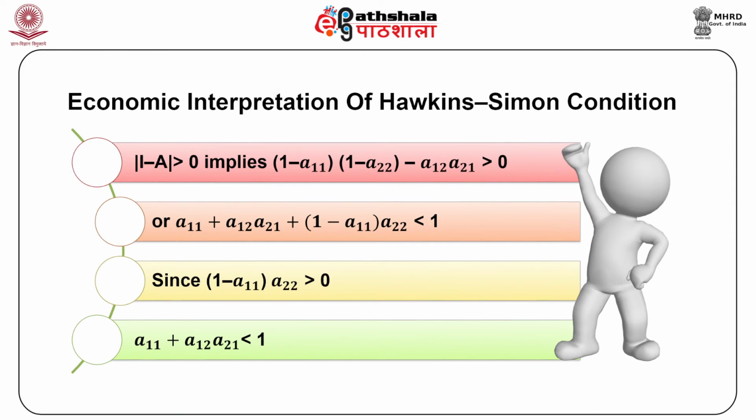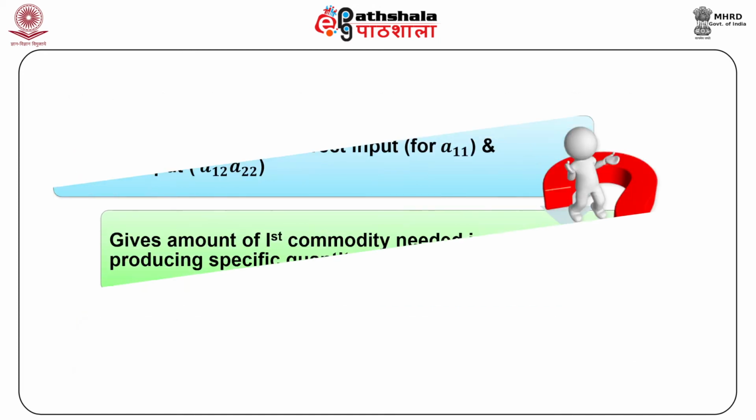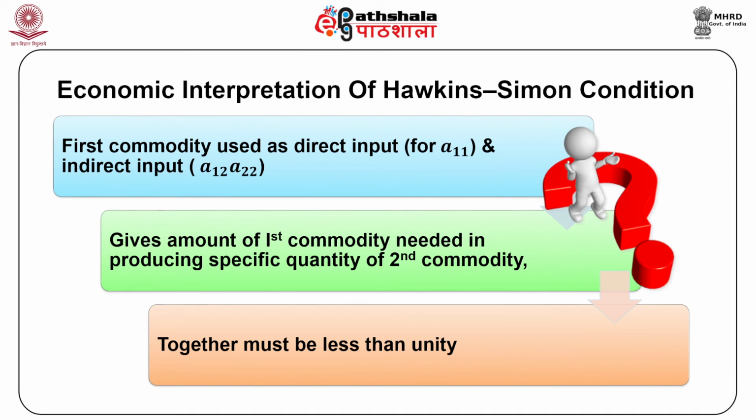Also, |I − A| greater than 0 implies (1 − a11)(1 − a22) − a12 a21 is greater than 0, or a11 + a12 a21 + (1 − a11) a22 is less than 1. Since (1 − a11) a22 is greater than 0, therefore a11 + a12 a21 is less than 1. So the first commodity used as direct input, a11, and indirect input, a12 a21, which gives the amount of first commodity needed in producing a specific quantity of second commodity, together must be less than unity.